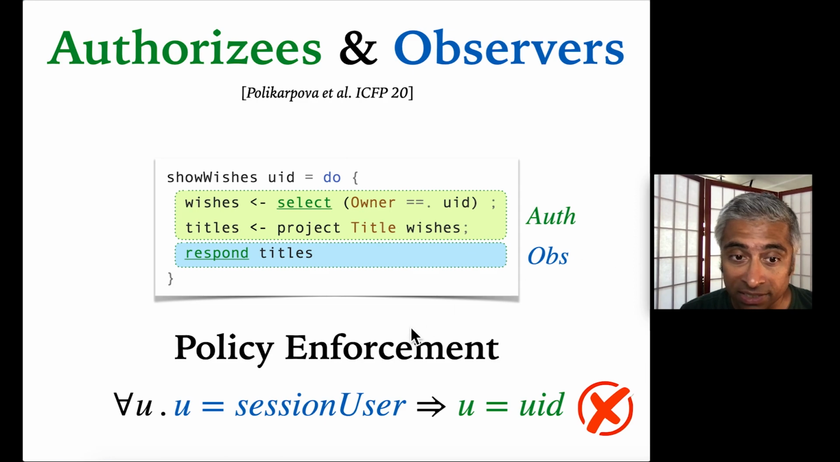Why? Because the observers are the session user, U equals session user, and the authorizee is U equals the user ID. And again, this inclusion does not hold. In our case, this inclusion becomes a logical implication, and we ask the SMT solver, hey, if u is equal to session user, does that imply u equals user ID? And the SMT solver says, no, these might be different people, and so this code is rejected.